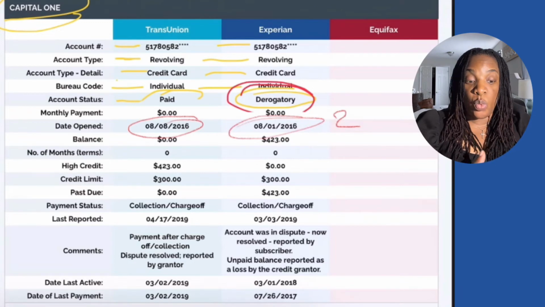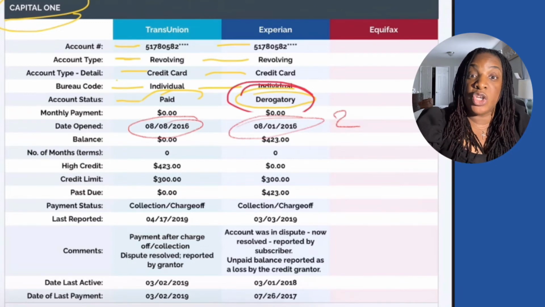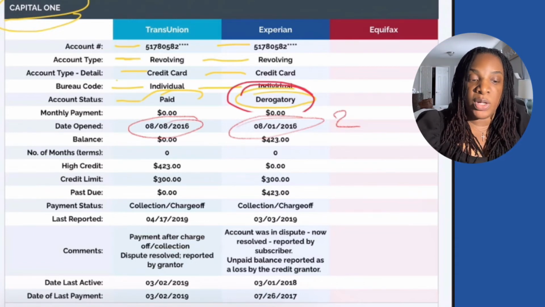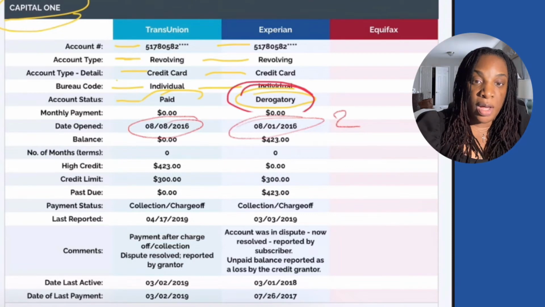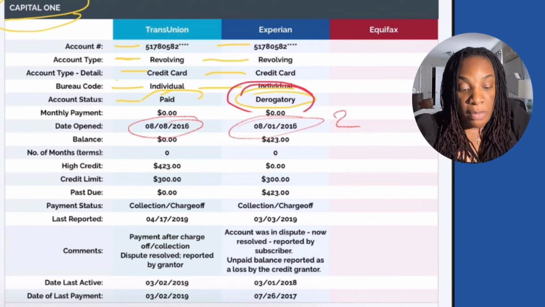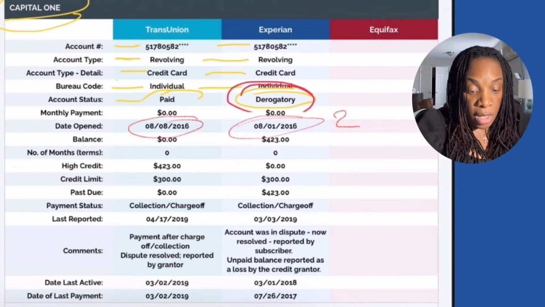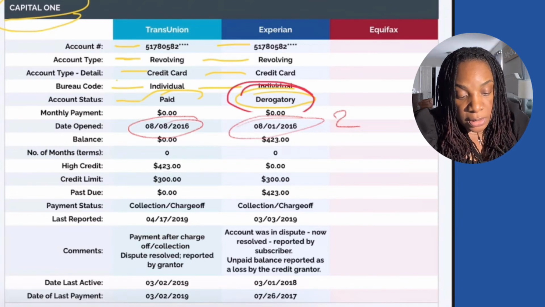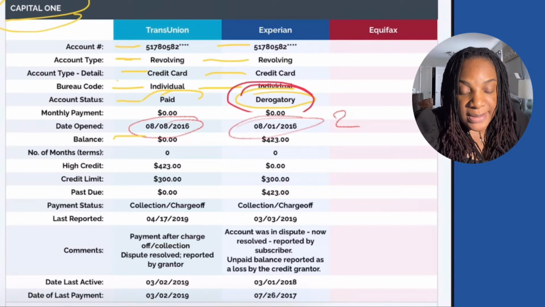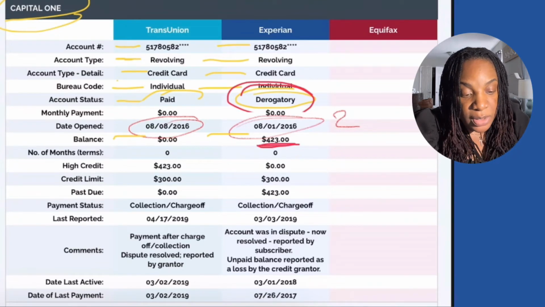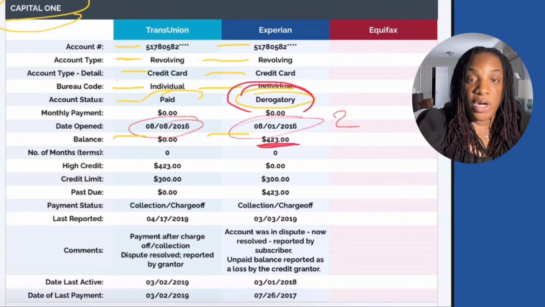But being that I just want to get this updated correctly to show paid for now, I'm going to challenge Experian to update this credit report as paid, remove the derogatory remark off the credit report because we don't want that on the credit report. Okay, so moving along, account balance. See, Experian has got this all jacked up. The account balance is now 0 because the client paid it off. But Experian is still reporting that this client has a balance of $423.